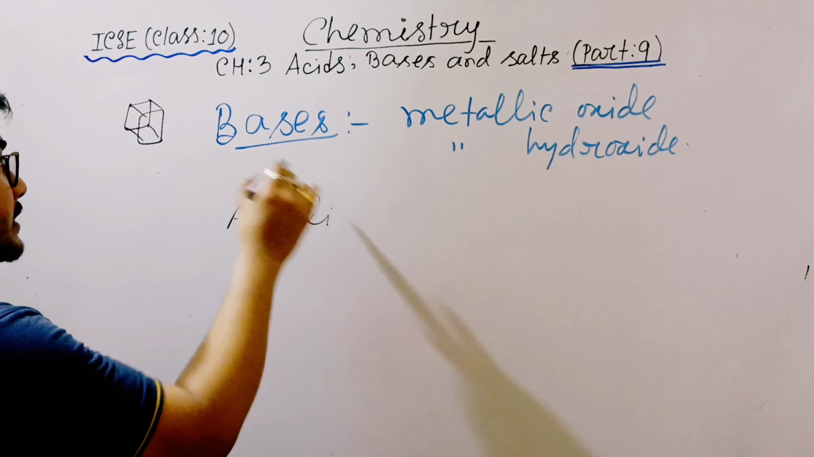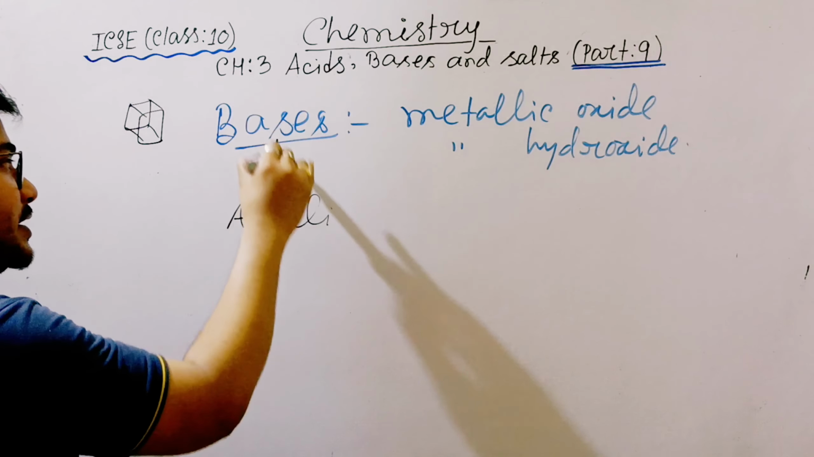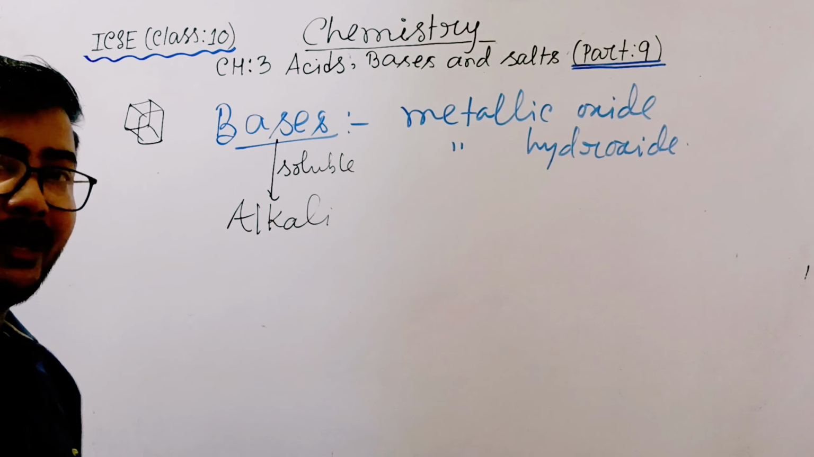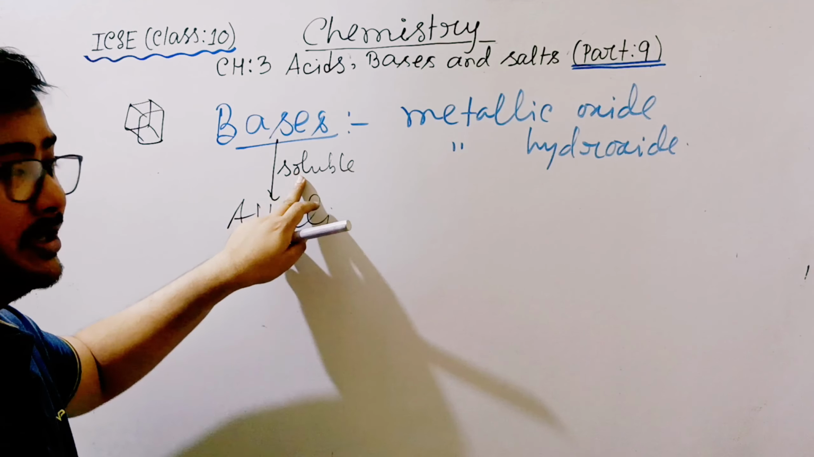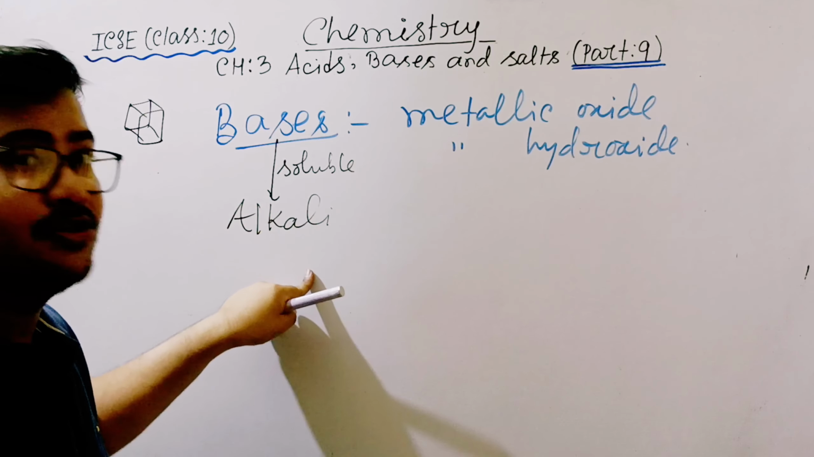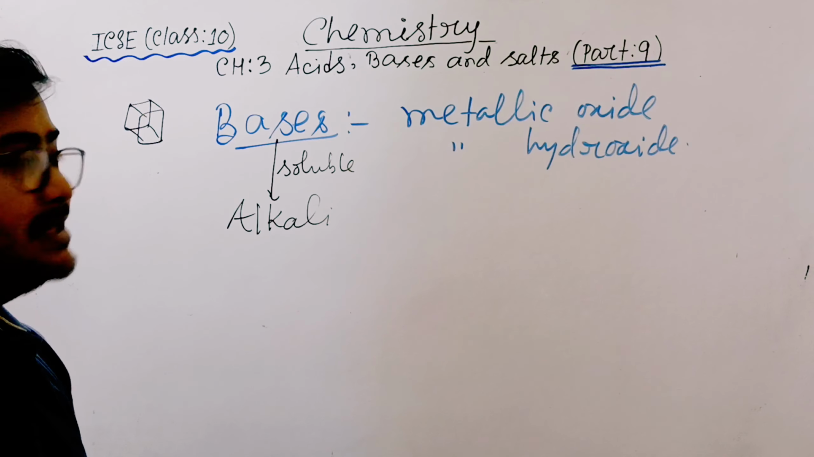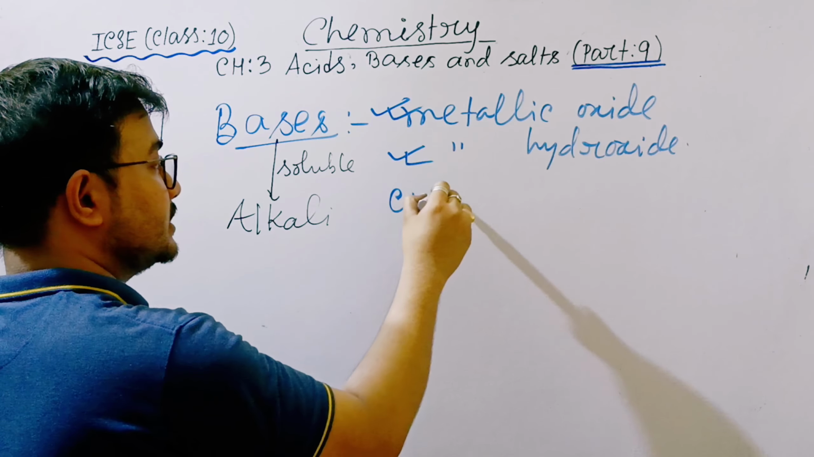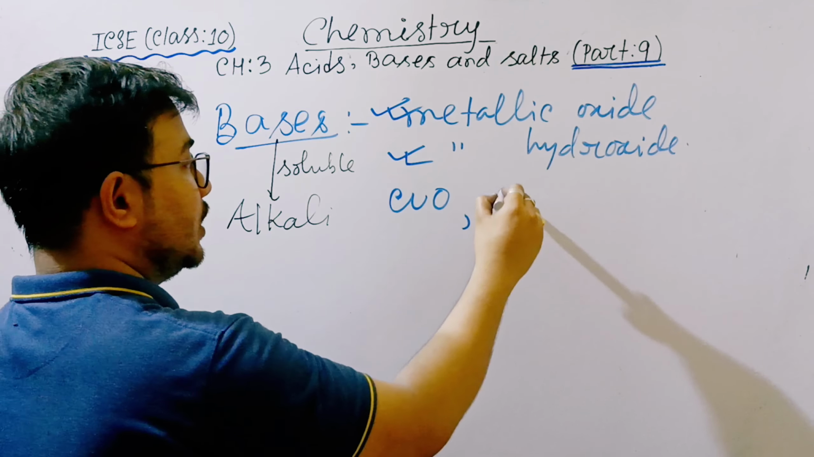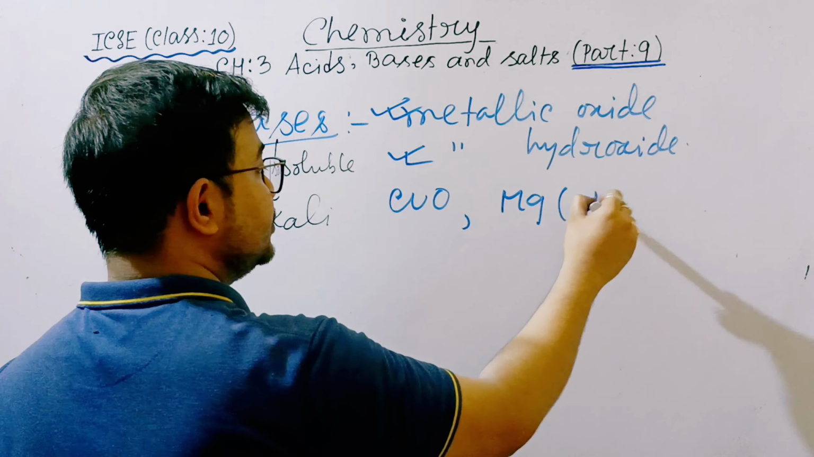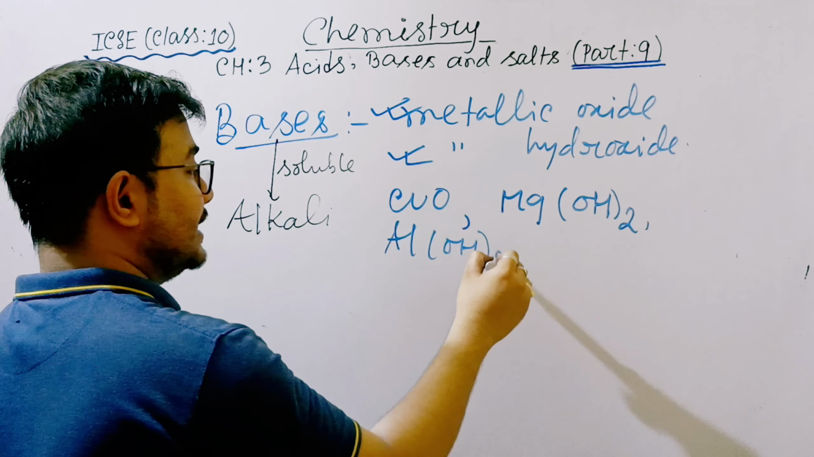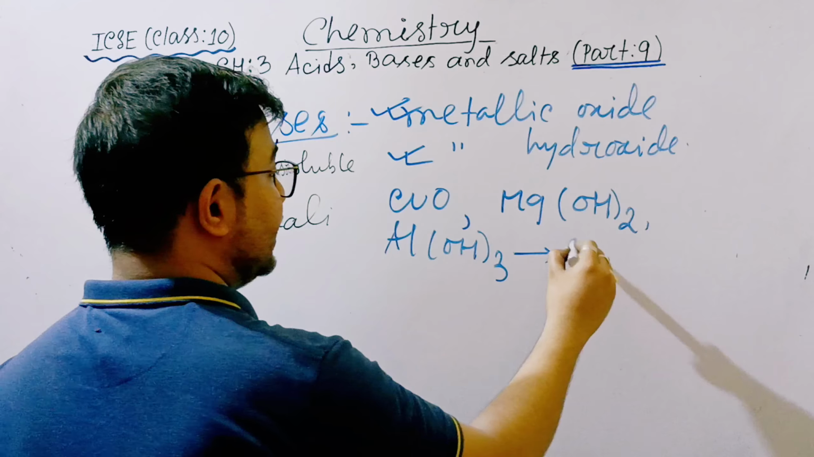Alkali is when we have any base and we dissolve it in any aqueous medium, that will form alkali. Mind it, soluble. If the base is insoluble, then it is not called alkali. But the problem is that all the metallic oxides and metallic hydroxides, like CuO, already given as an example, Mg(OH)2, Al(OH)3, are all insoluble.